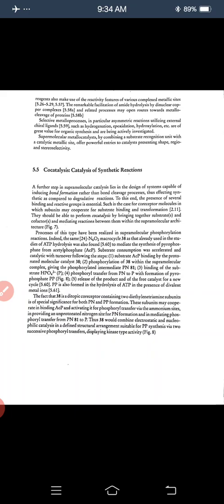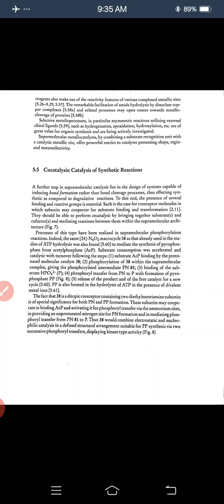To this end, the presence of several binding and reactive groups is essential. Such is the case of a co-receptor molecule in which subunits may cooperate for substrate binding and transformation. They should be able to perform catalysis by bringing together substrate and cofactor and mediating reaction between them within the supramolecular architecture.